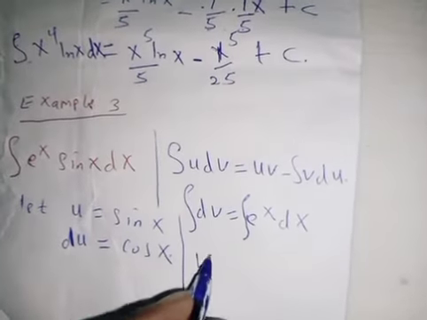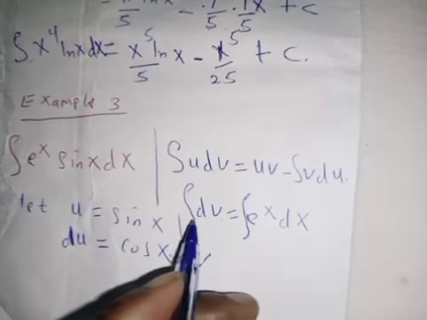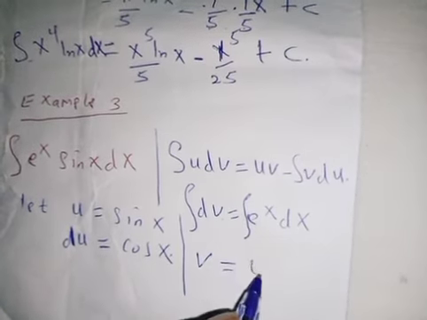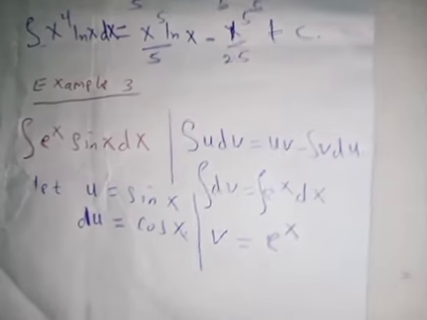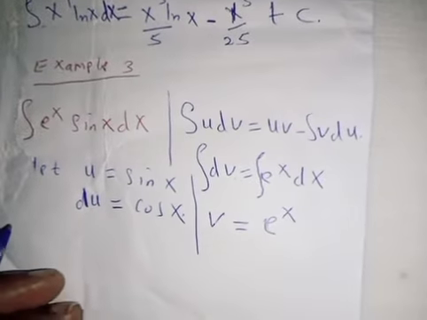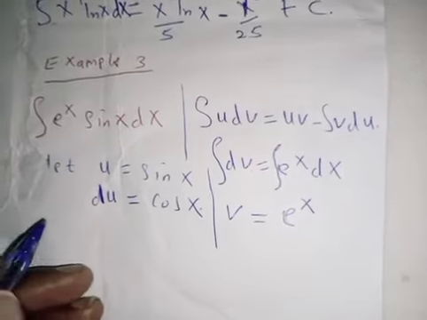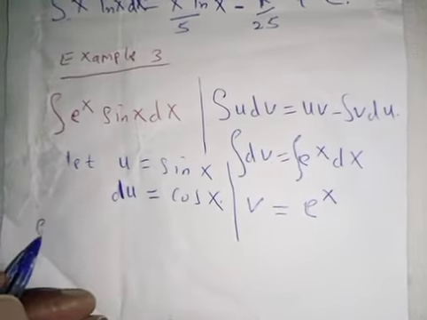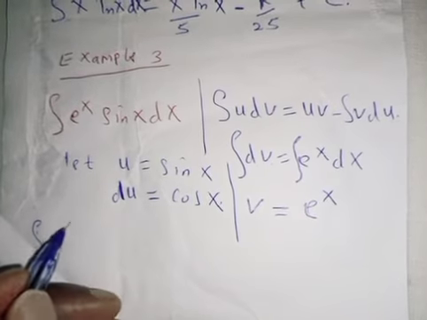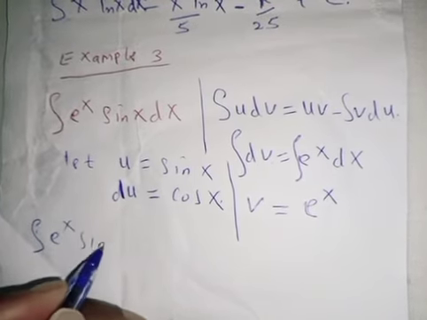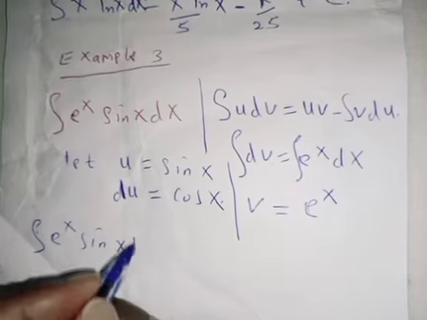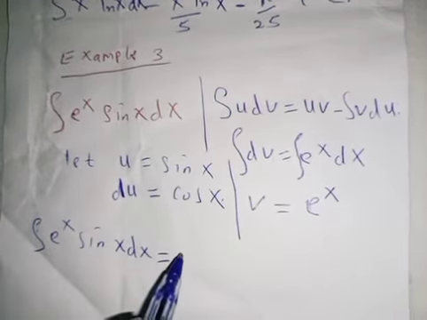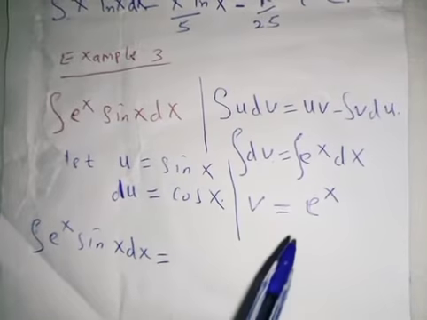So when you integrate dv and differentiate u, you are going to get v. Exponential x integrated will give you exponential x. Then now you come here and substitute your result. You have integral of exponential x sin of x dx is equal to, our u is sin x and our v is exponential x.